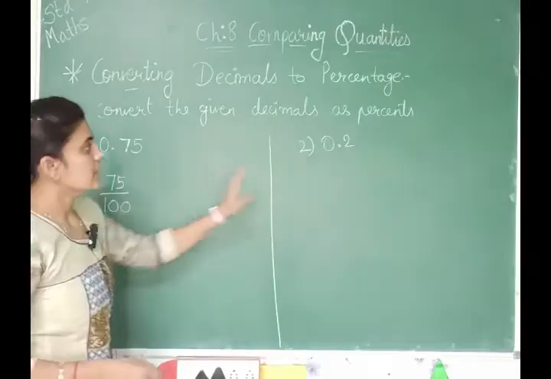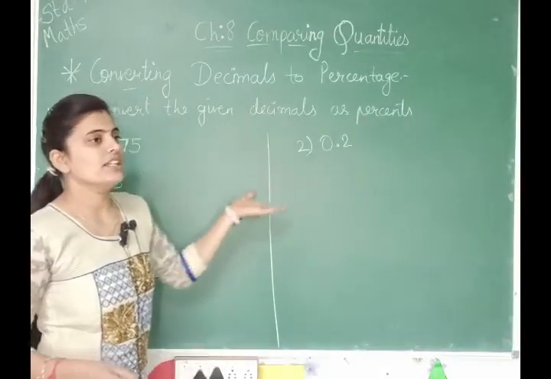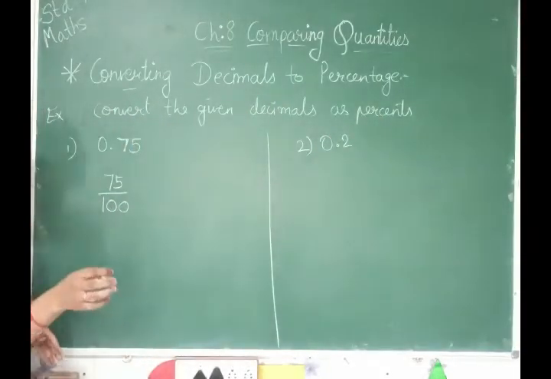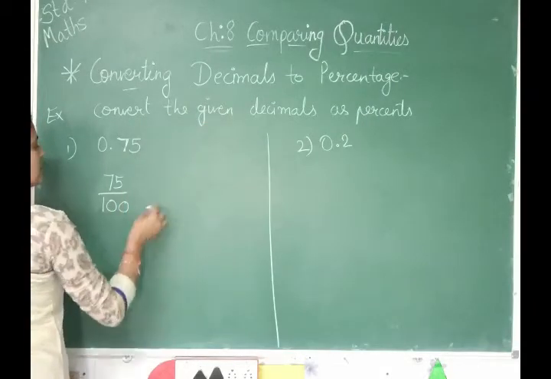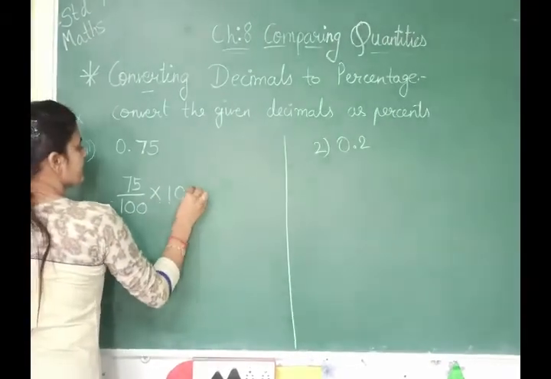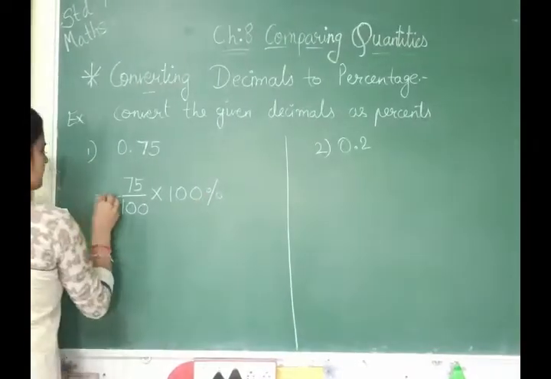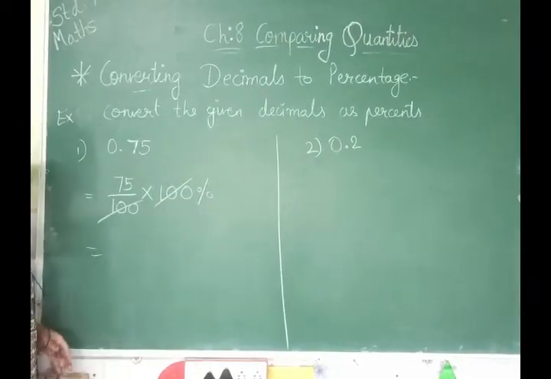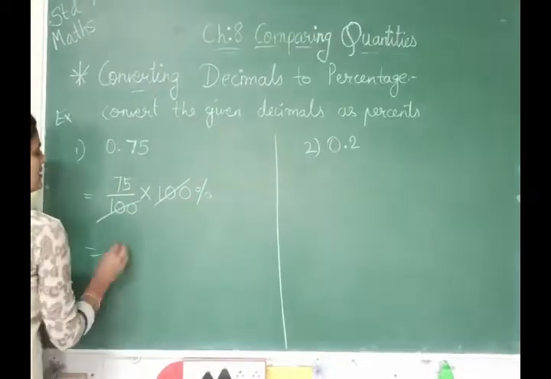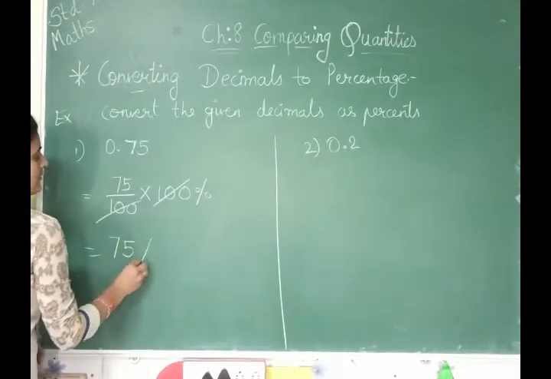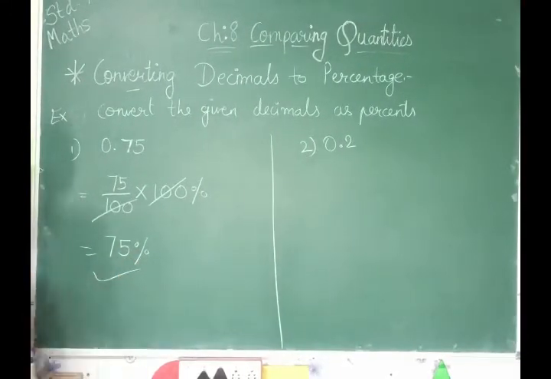Now we want them in the percentage form. We have seen earlier that we have to multiply it by 100%. So we need in the percentage. So multiply by 100%. Now here 100 and 100 will cancel out. Only 75 and percentage sign is remaining. That we will write down 75%. This is a required answer.